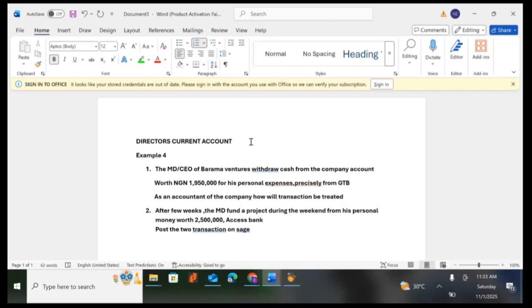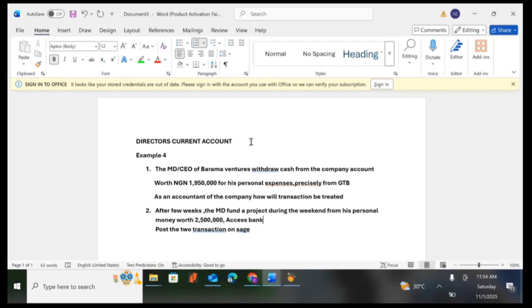The director's current account is a ledger that we always open in the chart of accounts, where the expenses of directors are recorded. It's a liability account, actually. In this liability account, any expense incurred by a director that is not for production purposes, that is not for the company, will be posted here. If a director decides to pay his student's school fees from the company's account, it will be posted to the director's account. If a director borrows money for personal use, it will be posted to the director's account. That is, the director is owing the company and we need to refund the company.